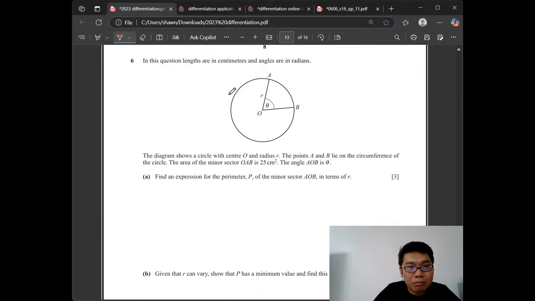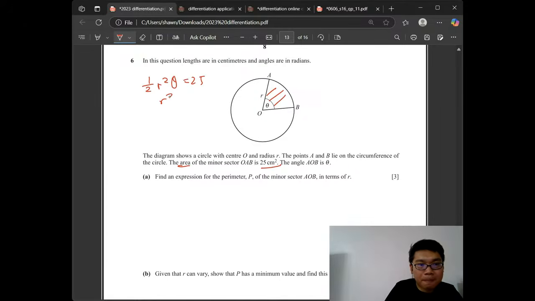Okay, this question is again a max min question. So they give you the info about area. Area is this, minus sector, which is this. So we know area is half r squared theta equals 25. The answer will be in terms of r, so we make theta the subject. Okay, so this is the first part.